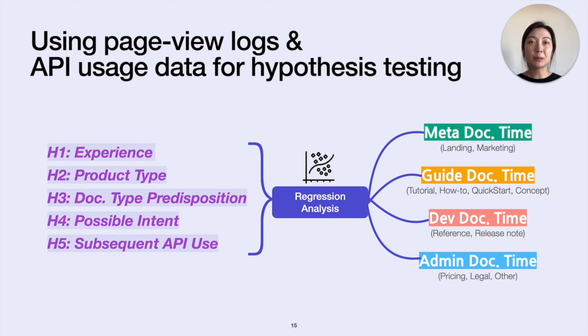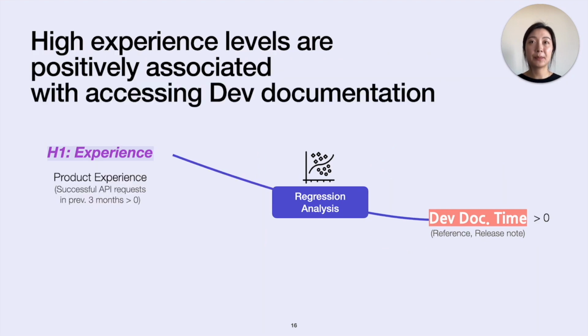And we found multiple significant correlations between the user-level characteristics and the documentation usage. For instance, we discovered that the odds of accessing reference documentation and other pages containing low-level development details are 1.34 times higher among users with prior experience with the products compared to those without.